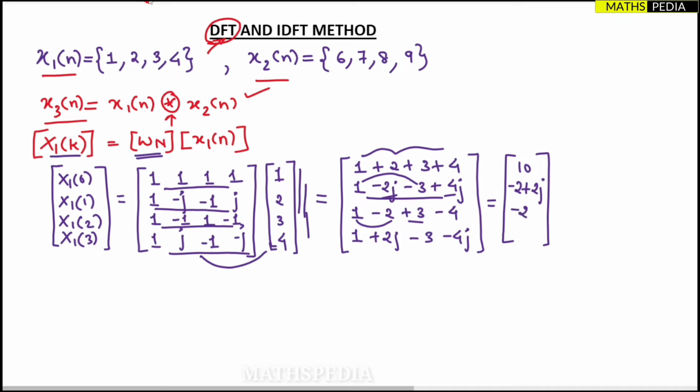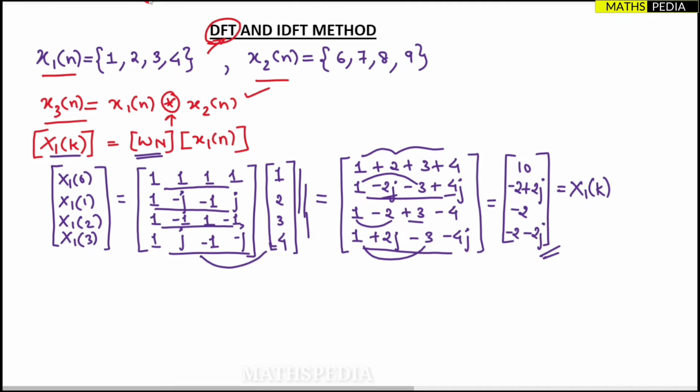Okay, the next one, that is the fourth row, final row. So minus 2, right? 1 minus 3 is minus 2, 2 minus 4 is minus 2j. Okay, so this is the matrix we got. This is nothing but x1 of k. So we have got the DFT of the first sequence.